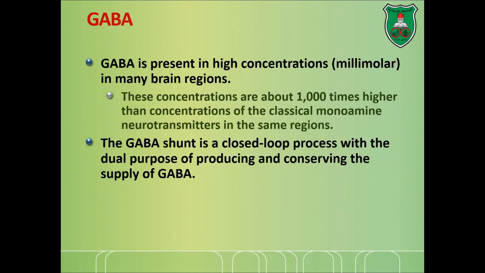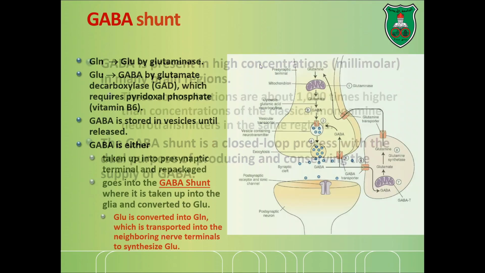Okay. And then we have gamma-aminobutyric acid, another neurotransmitter that is present in high concentrations in many brain regions compared to other neurotransmitters such as the monoamine neurotransmitters. And GABA goes through what is known as a GABA shunt, and the main purpose of the GABA shunt is to produce GABA or to conserve the supply of GABA, considering that it's needed at high concentrations.